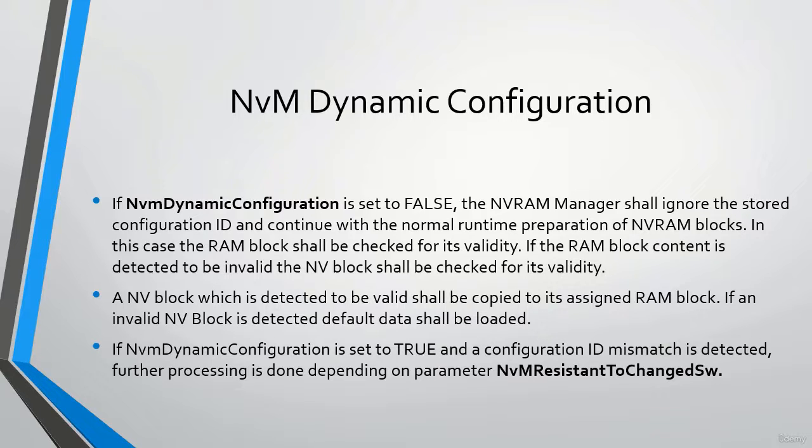Now the other scenario is if we enable this configuration, that is, dynamic configuration is set to true. Now this configuration ID check will be used. The value that we are storing in block ID 1 will now be used, and a comparison will happen every time we start up. As a result, we'll be able to compare and take action if there is some mismatch in configuration. How the action is taken will depend on another configuration parameter, which is NVM resistant to change software.